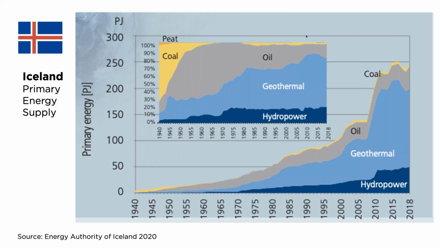And you see that coal was a predominant source of energy in the 1940s, and then oil coming in very strongly. And then basically with the development of geothermal in the 60s and 70s, you've seen the increase in the utilization of geothermal and the importance of geothermal in the overall energy mix.